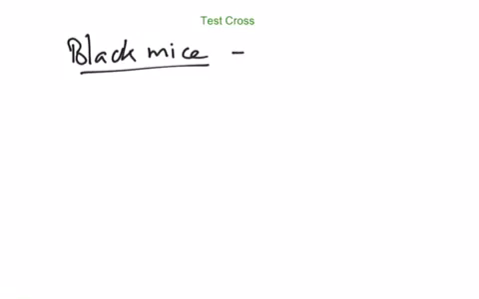In this very short tutorial we'll look at what a test cross is. So let's just take a monohybrid cross for a minute. Let's take again the example of black and white coat colour in mice, and let's say we have black mice. Now black mice could have the genotype big B big B or big B little b. Either would give you black coat colour.